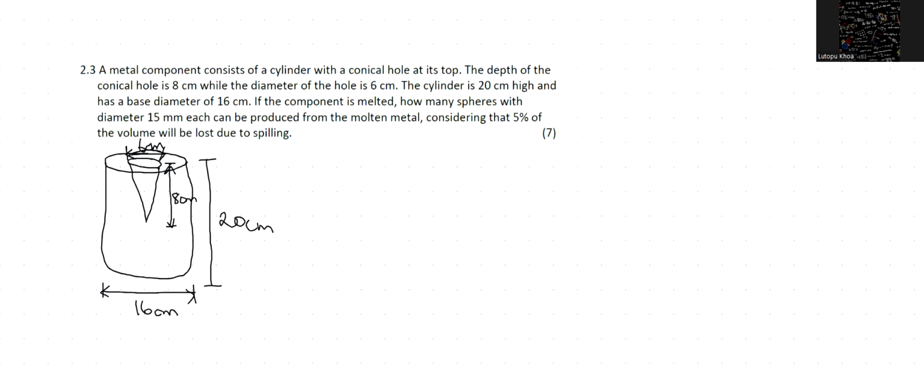Okay, 5% of the volume will be lost due to spilling. So that means we have only 95% of the structure to make our spheres. So the spheres look like this, and the diameter of the spheres, what are we told? 15 millimeters. So keep in mind the units. So this is 1.5 centimeters.